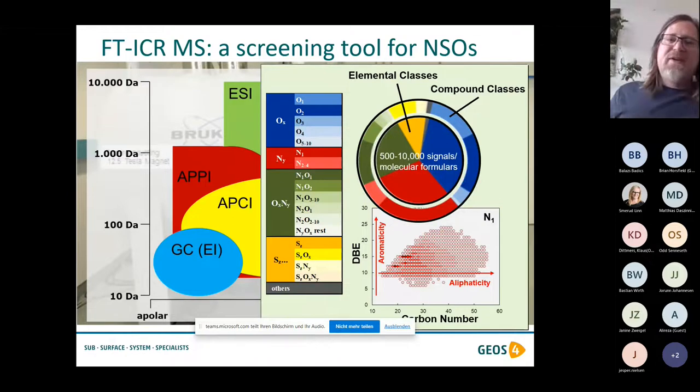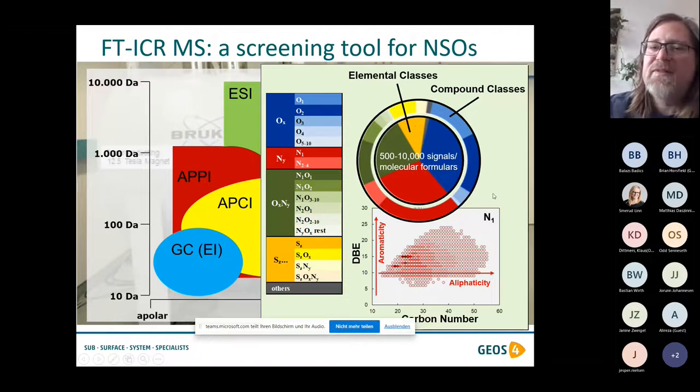a lot of signals and compounds are detected in the mass spec, we have to break down this large information using certain proxies, which is visualized in this pie chart. The first proxy used is the elemental class distribution shown here on the inner circle, which is just a relative distribution of compounds containing only oxygen heteroatoms versus compounds that contain nitrogen heteroatoms versus compounds that contain nitrogen and oxygen heteroatoms versus compounds that contain only sulfur heteroatoms.